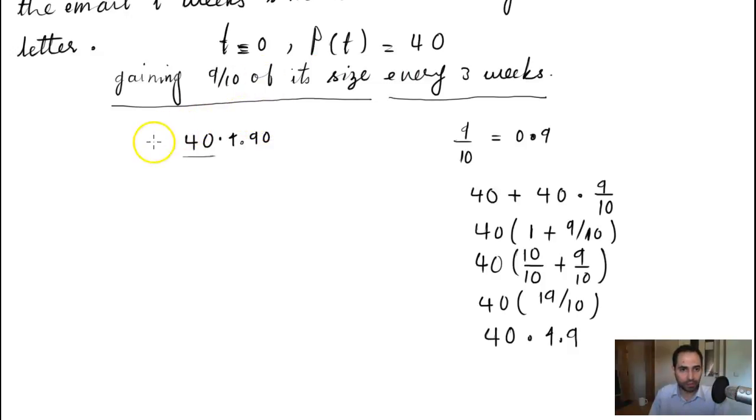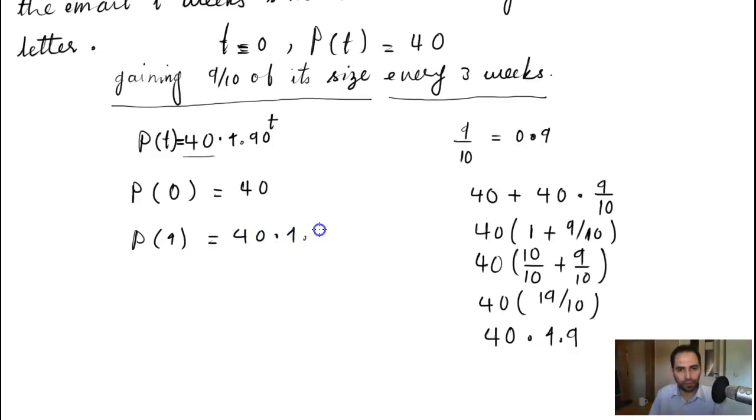And if I call this P of t, and if I put a t as the exponent here, then in week 0, when t is equal to 0, it is 1.9 raised to the 0th power, which is 1, so it becomes 40. So in week 0 you have no problem. In week 1, P of 1 becomes 40 times 1.9 raised to the 1st power. So now in week 1, I have increased the group of 40 people by 90%.